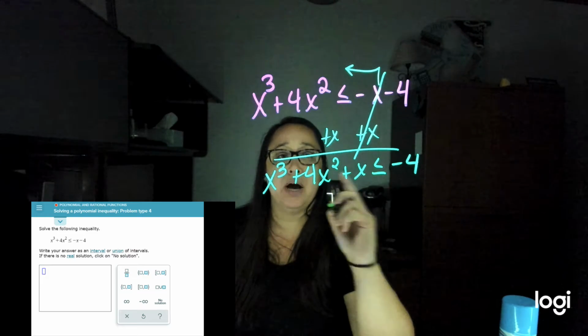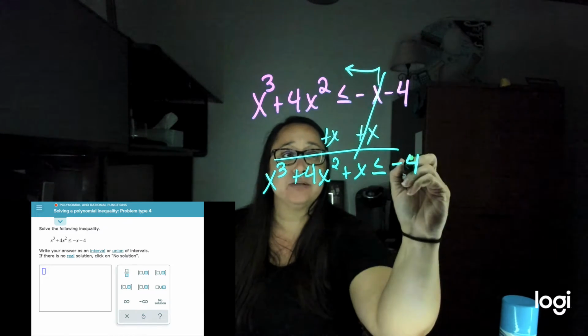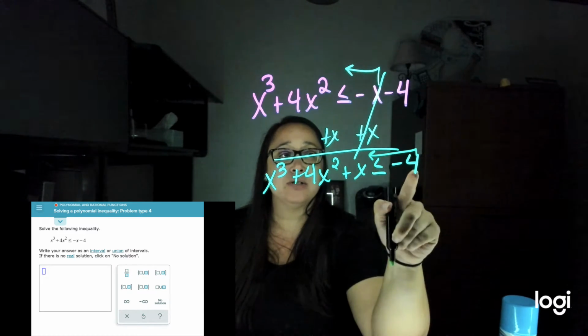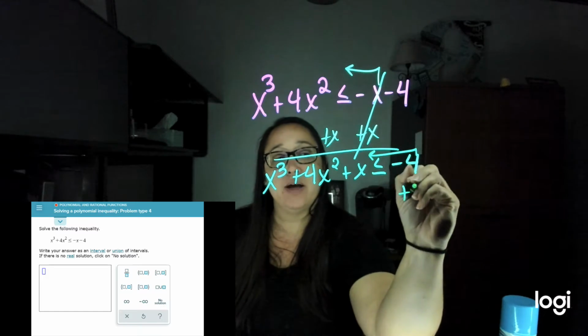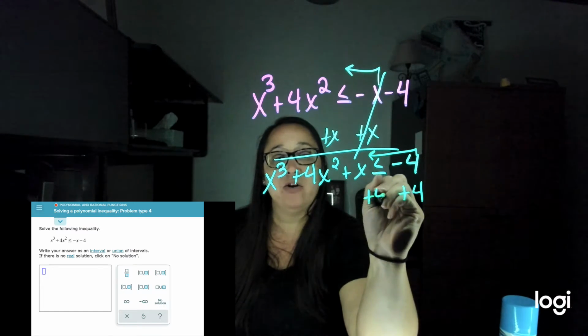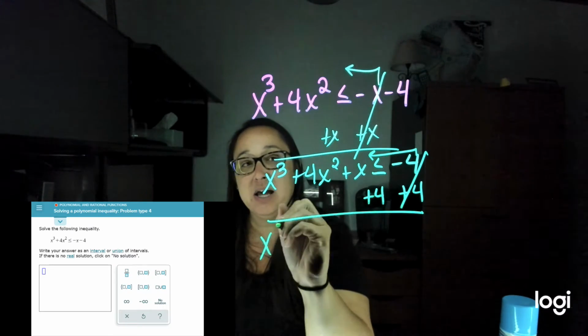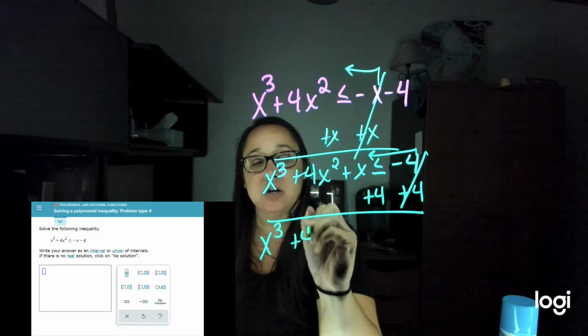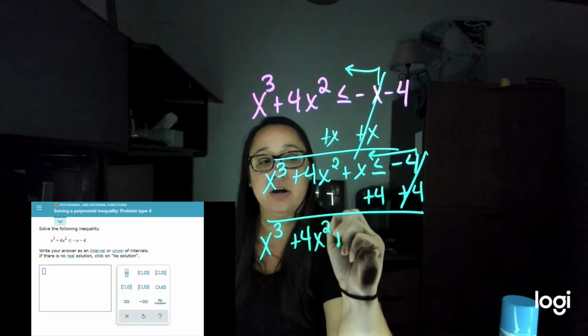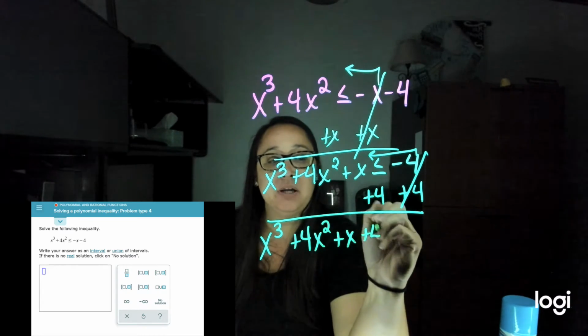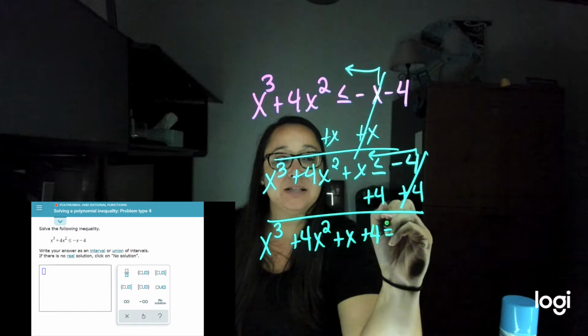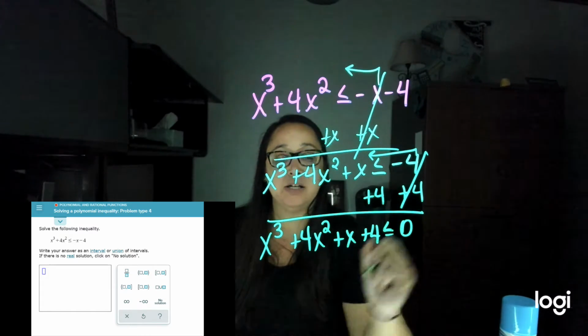Alright, so I still don't have zero. What I want to do is move this negative 4 across, and the way I'm going to do that is by adding 4 to both sides, and that's going to leave me with x cubed plus 4x squared plus x plus 4 is less than or equal to 0.